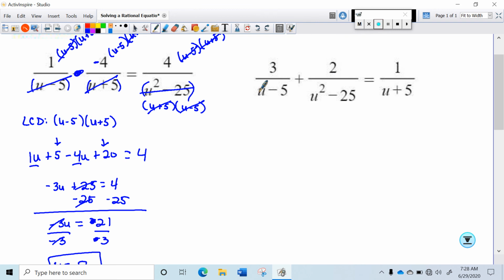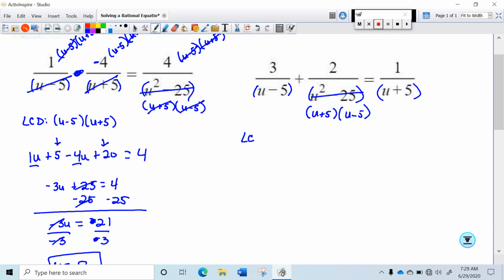Okay, so on the next one, I've got u minus 5. I have u squared minus 25 that simplifies to be u plus 5. Go ahead and factor those out. Oops, sorry, minus 5. Difference of two squares has to be one positive, the other negative. And then u plus 5.